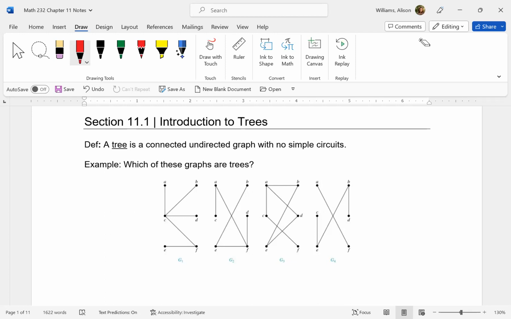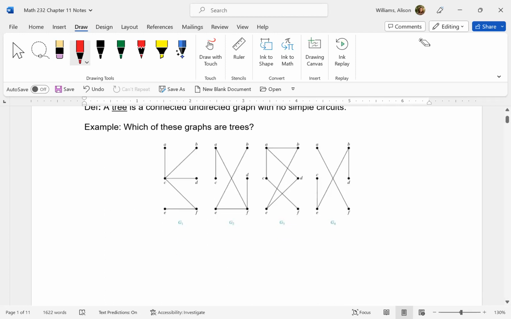So let's look at this example here. Let's figure out which ones are trees, and let's start by figuring out which ones are in fact connected. So starting with the first graph, if I start at A, I can get to B by just going along this path. I can get to C by going here. I can get to D by going a little further. I could get to E by going down this way. And then of course I can get to F by just going right there. Okay, cool. And if I do that with any of the vertices, they're all going to work.